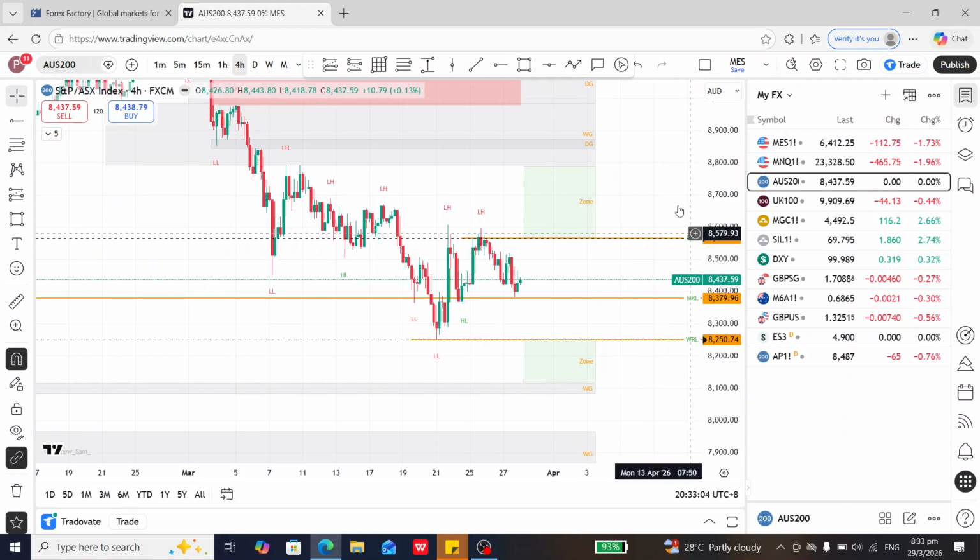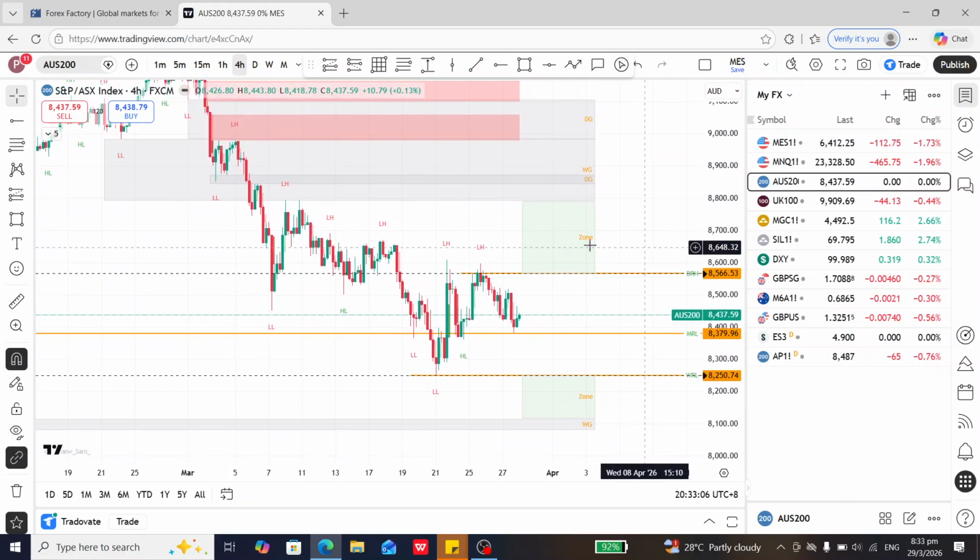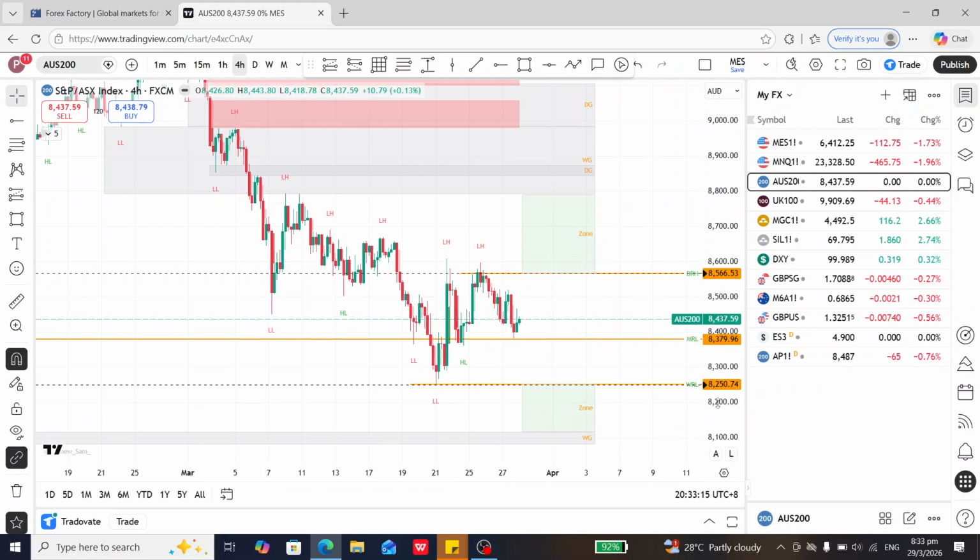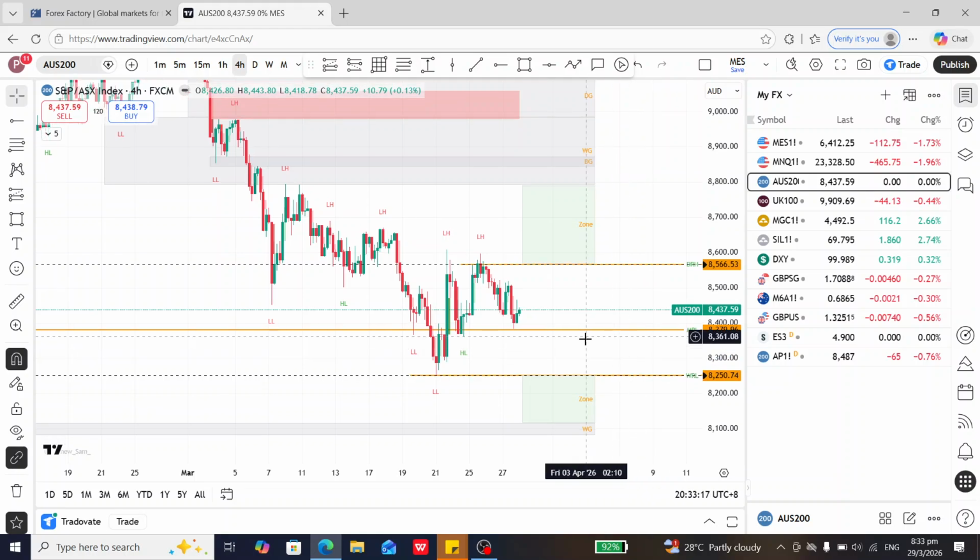Okay, Aussie 200 as of today, based on this 4-hour chart, I have already drawn two interesting zones. Mostly I'm interested in the selling side. So the selling side is from below this weekly rejection low to the next weekly gap. So this is more of a sell zone.